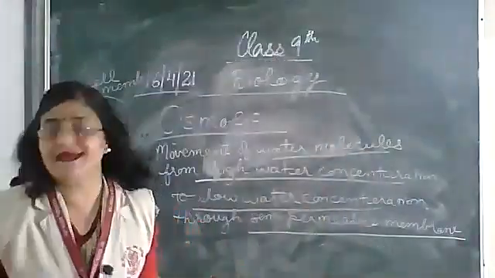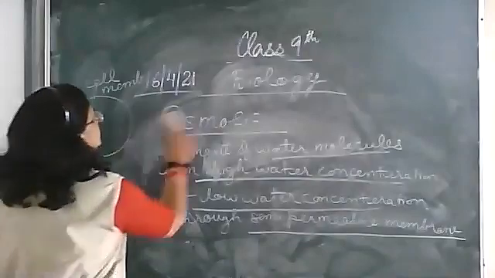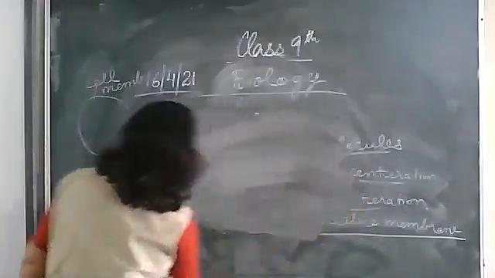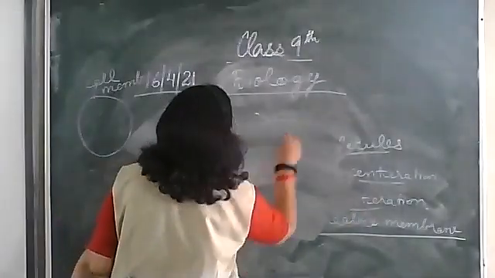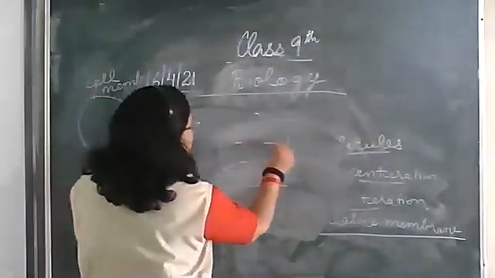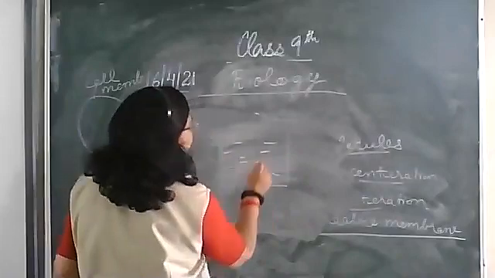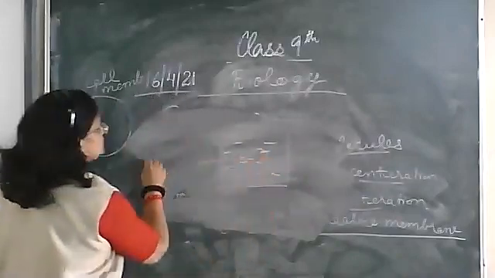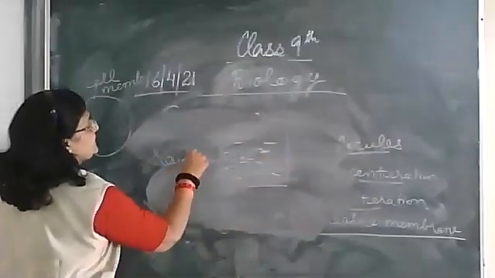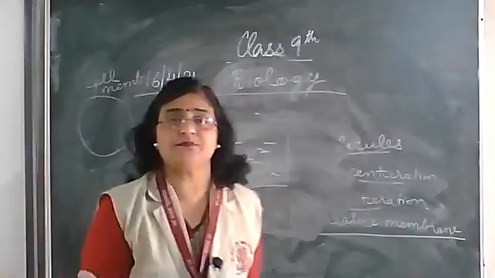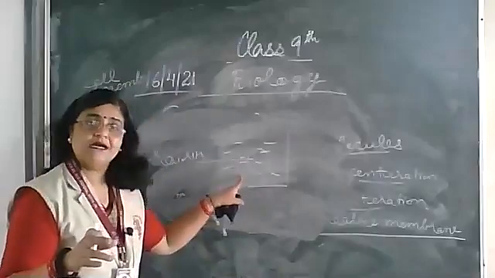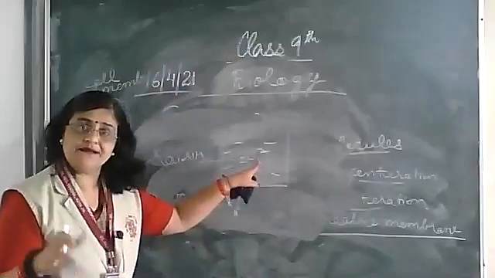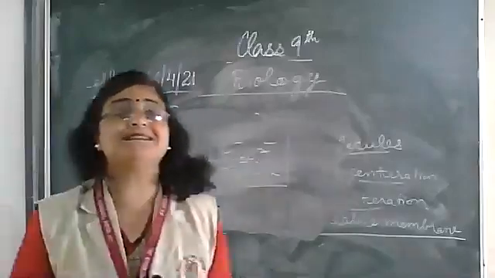Now look at the example. We have a beaker filled with water. In this beaker we will put some resin. This is a resin. Resin means kishmish. Alright, let us understand osmosis.